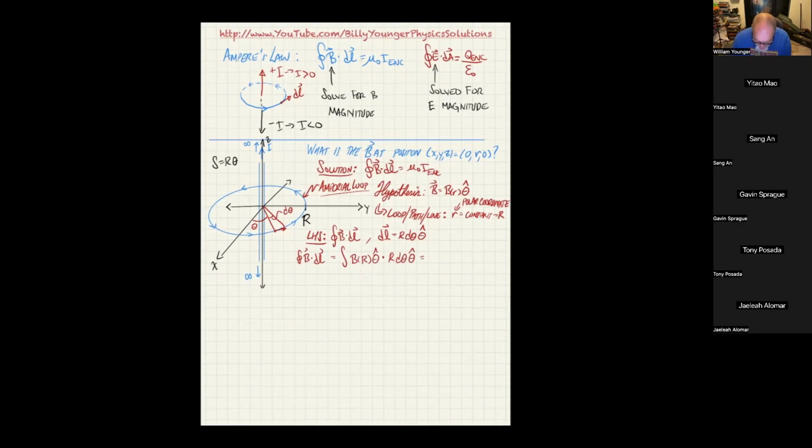And we've been mentioning this before, but the dot product is what we call a linear operator. So I can pull all the non-vector stuff out in front, and I'm going to say B of R times R d theta times theta hat dot theta hat. That's basically the linearity allowing us to pull all the non-vector stuff out in front. And then, of course, theta hat dot theta hat. Does anybody recall what theta hat dot theta hat would be?